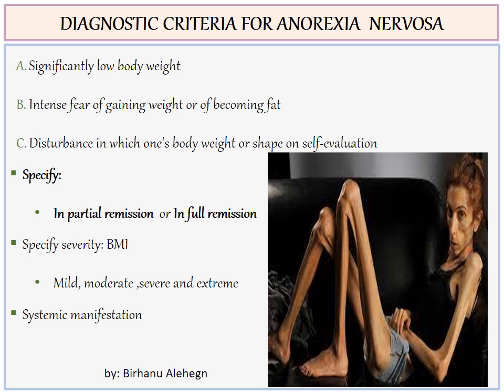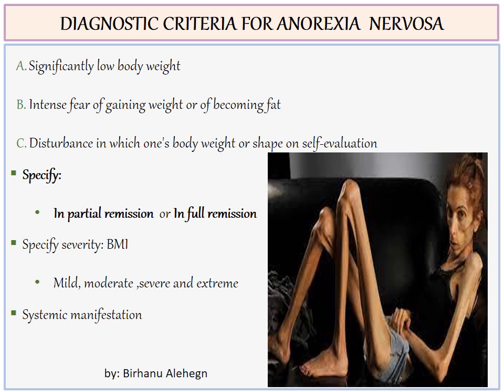Diagnostic criteria for anorexia nervosa. First is significantly low body weight in the context of age, sex, developmental trajectory, and physical health. Second is intense fear of gaining weight or of becoming fat, or persistent behavior that interferes with weight gain. Third is disturbance in which one's body weight or shape is experienced, undue influence of body weight or shape on self-evaluation, or persistent lack of recognition of the seriousness of current low body weight. Specify partial remission or full remission.